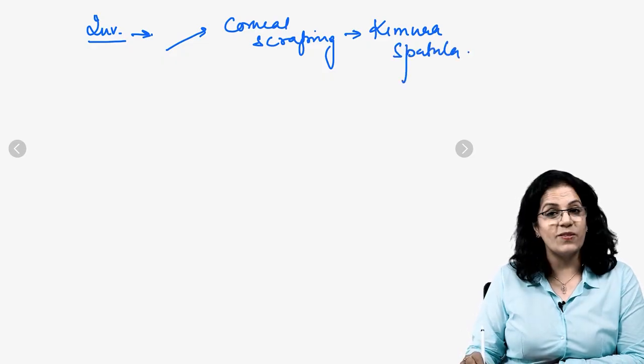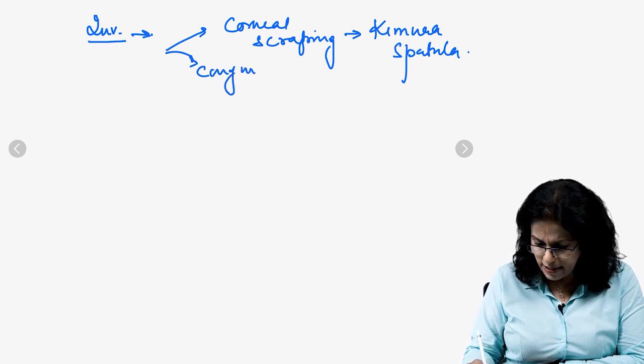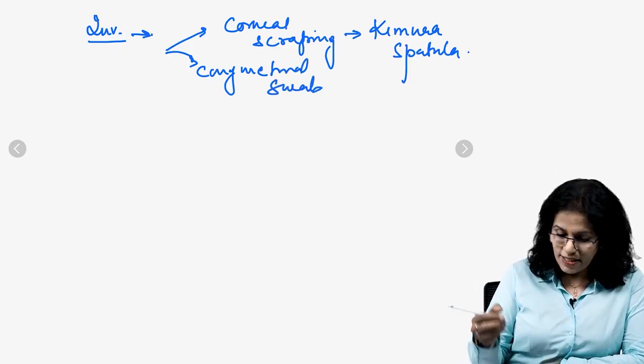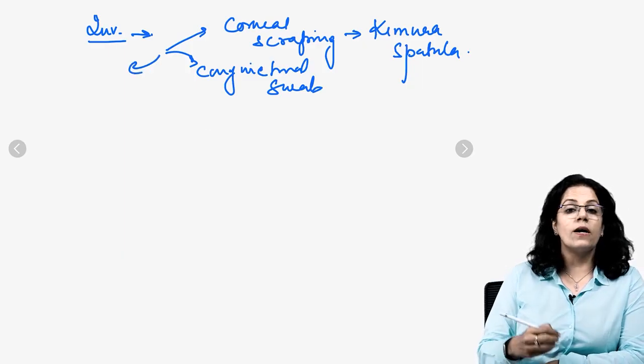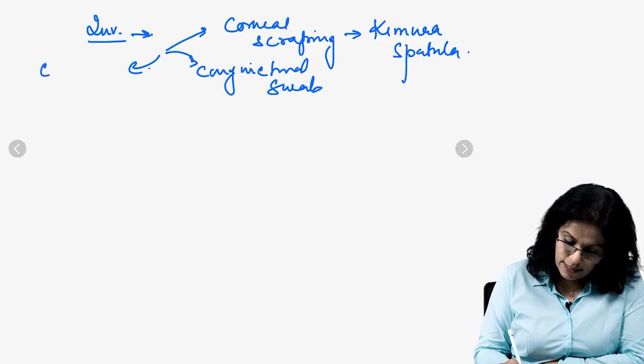Ideally, I should be done with this only, or I can just get a conjunctival swab. From the conjunctiva also I can get a conjunctival swab, right? Or what is the third thing? Sometimes the patient is using a contact lens, so I can get some specimen from the contact lens cases as well. These are the sources I can use.